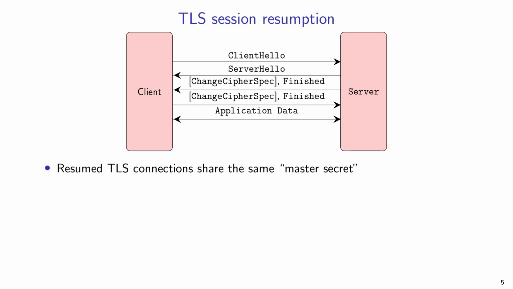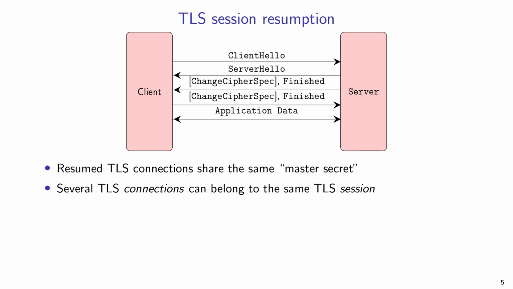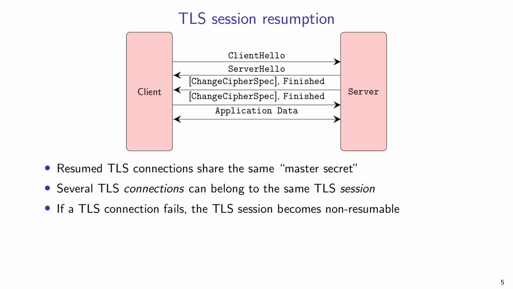Now, all resumed TLS connections reuse the same master secret that was negotiated in the initial full TLS handshake. However, the actual encryption keys for each TLS connection will be different because the encryption keys for each TLS connection are derived from the master secret based on the client and server hello messages. We will see key derivation on a later slide. But the point is that several TLS connections can belong to the same TLS session.